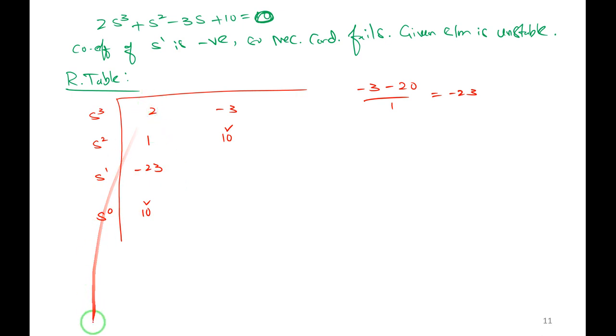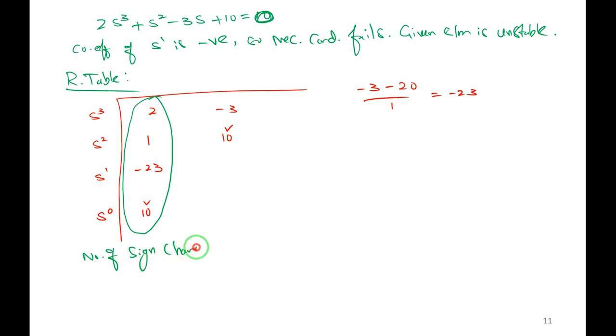Then observe the elements of the first column of the Routh array. This is the first column. Number of sign changes: how many sign changes are there in the first column of the Routh array? Can anyone unmute yourself and tell? Two. Yes, from plus 1 to minus 23 is one sign change, and from minus 23 to 10 is another. So totally two sign changes are there.